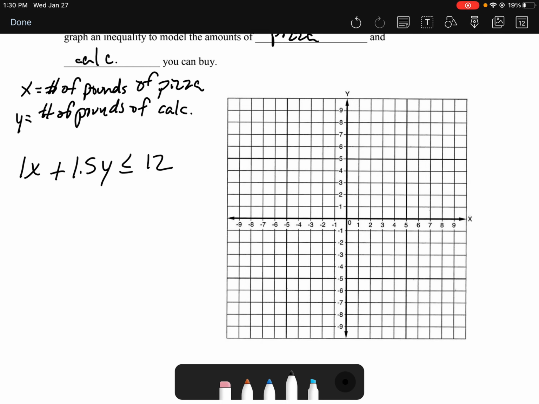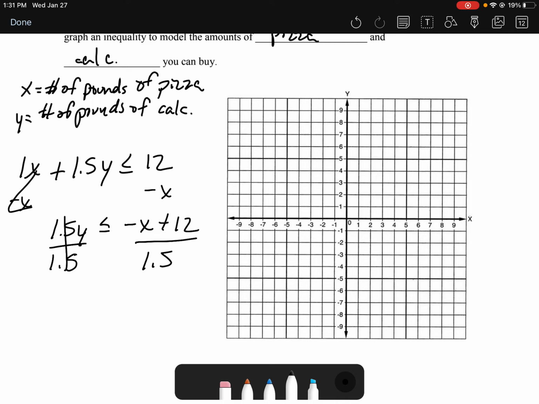Now, if I want to go ahead and graph this, I will have to write it in slope-intercept form. So I'll start off by subtracting x from both sides. Negative x plus 12. And then I'll divide both sides by 1.5. Cancel those guys out. I have y is less than or equal to negative 2/3 x plus 8. I'm pretty sure that's 8. Check it and then tell me if I'm wrong, but I'm pretty sure that's correct.